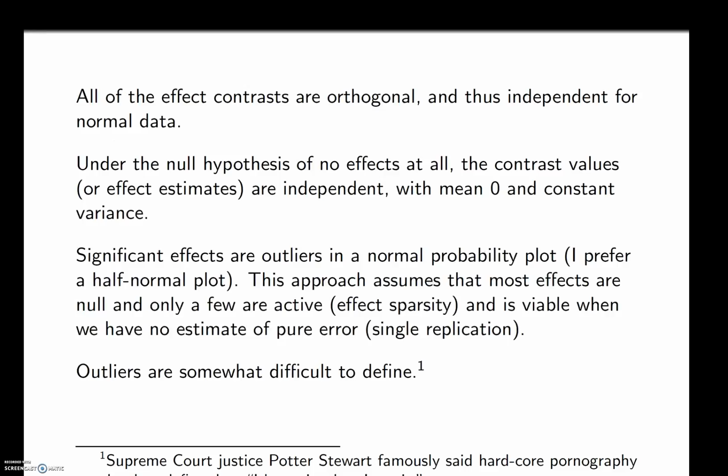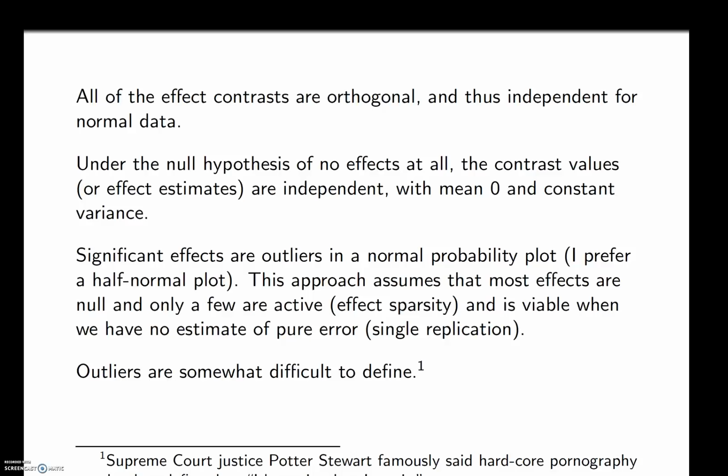All of the effect contrasts in these cases are going to be orthogonal by design and also independent when you've got normal data. Under the null hypothesis of no effects at all, the contrast values are going to be independent with a mean of 0 and a constant variance. So things are pretty clean. That's part of why people like this kind of design so much.